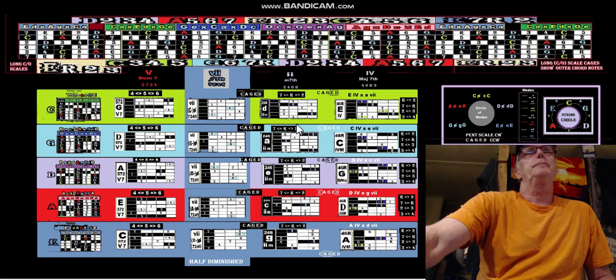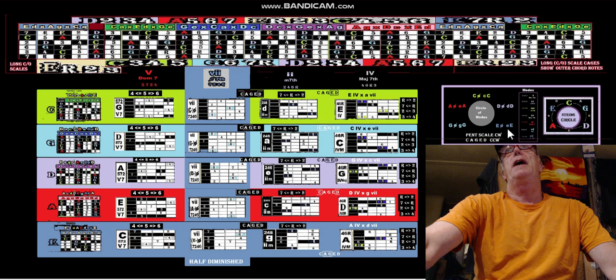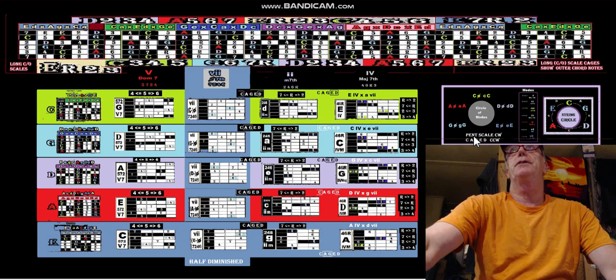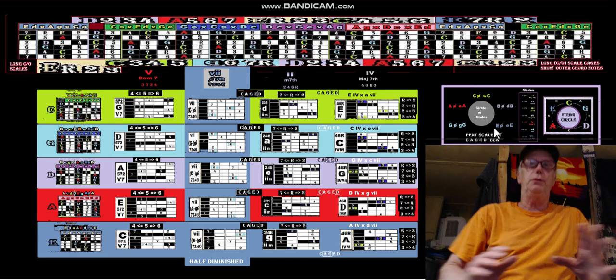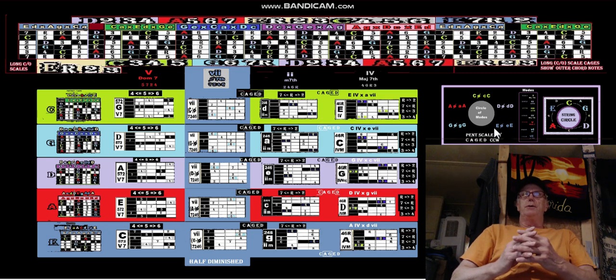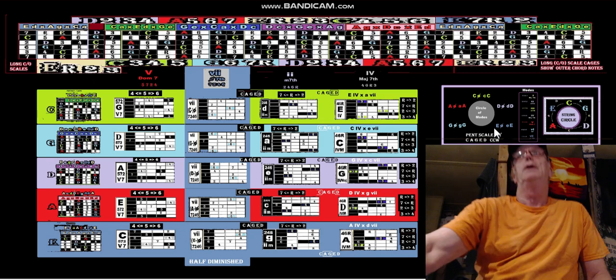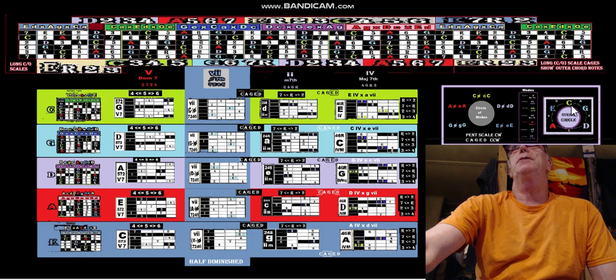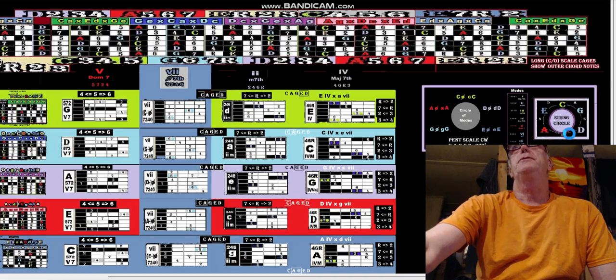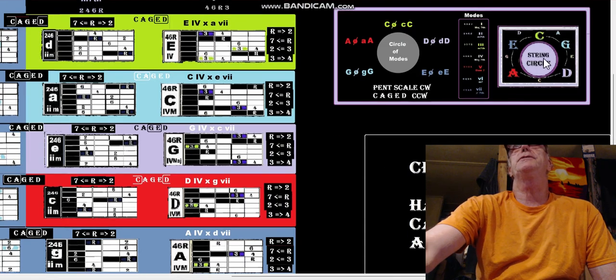So this is it. It's half diminished. Now, we talked about this. These are tools. The whole chart is a tool. Okay? This is the caged relationship. Now, it's important to look at some of these relationships.